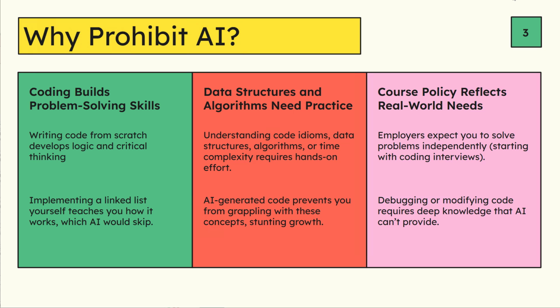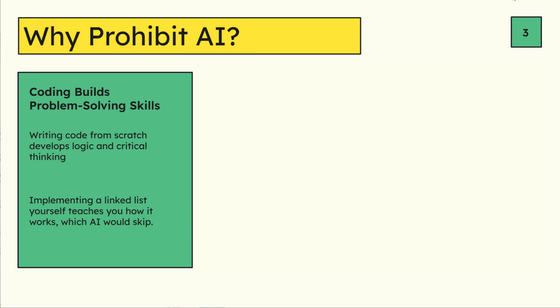So why prohibit AI? The first reason is that coding builds your problem-solving skills. As you learn to write code from scratch, that helps you develop the logic and critical thinking capabilities that you need to be a software engineer. For example, I can create a linked list by just getting on my favorite AI tool and saying, write code for a linked list in C#, and it would do it. And most AIs now would be able to do a reasonably good job. However, I haven't developed the skills to actually be able to do that, and therefore I haven't gained anything by that exercise.